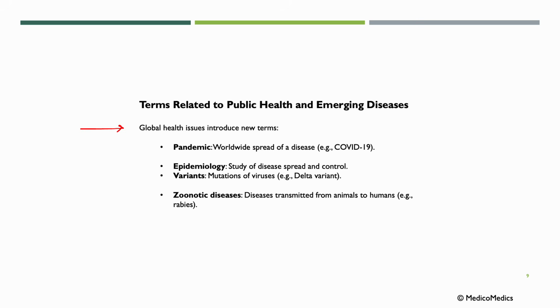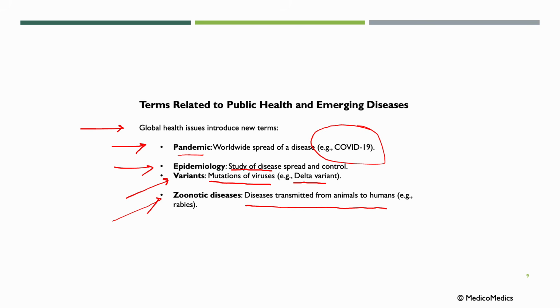Now, global health issues have also led to the introduction of new terms. For example, the word pandemic, meaning worldwide spread of a disease, became very popular during COVID-19. Epidemiology is the study of disease spread and control. The term variants, so there are mutations of viruses, for example, one variant might be called the Delta variant. Zoonotic diseases, so diseases transmitted from animals to humans, for example, rabies.